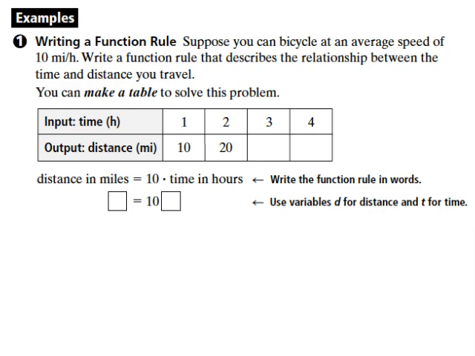If we bicycle for 1 hour, we will have traveled 10 miles. If we bicycle for 2 hours, we will have traveled 20 miles. If we bicycle for 3 hours, it would be 30 miles, and for 4 hours would be 40 miles. So the distance in miles equals 10 times the time in hours. If we use variables, it would be d equals 10t. Pause the video if you need more time to copy down this example.